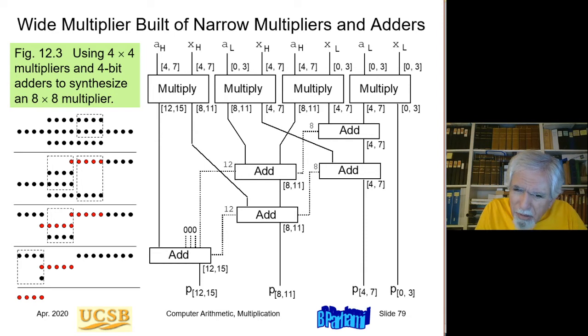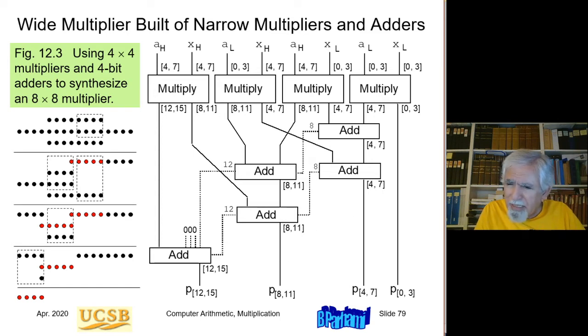One input is a 1-bit number. So that's the 1-bit number. And carry in, that comes from this adder. Okay, so here I'm using only 4x4 multipliers and 4-bit adders to synthesize an 8x8 multiplier.